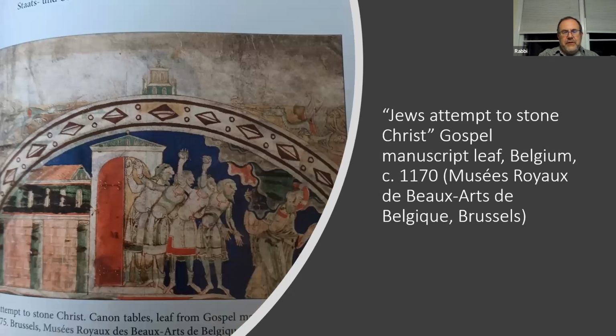Here, this one, the Jews are more seen as evil. The title is Jews Attempt to Stone Christ. This is also from the late 12th century. And what we can see here, and this is a manuscript from the Gospel, is the Jews stoning Jesus. So this is Jesus, and he has a halo around his head. There's some damage to the manuscript there, but he is leaving the city, and they have stones in their hands, and they are throwing the stones on Jesus as he leaves the city.